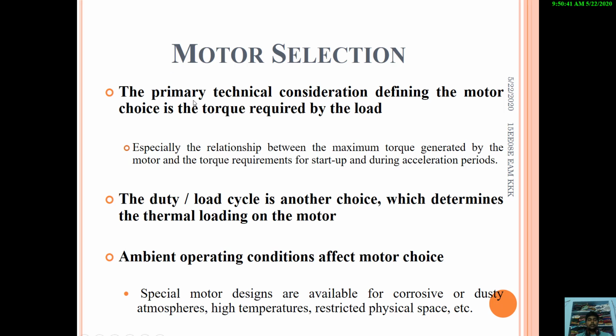The primary technical consideration defining the motor choice is the torque required by the load. That is especially the relationship between the maximum torque generated by the motor and the torque requirements for startup and during acceleration periods. Based on the torque required by the load, motors can be selected. The second one is the duty or load cycle.